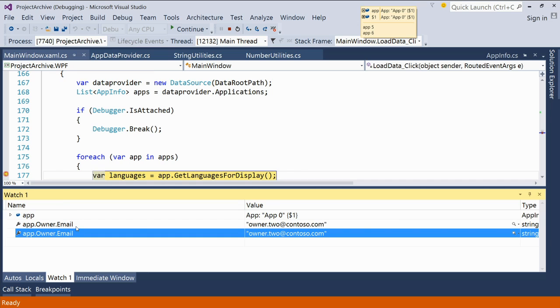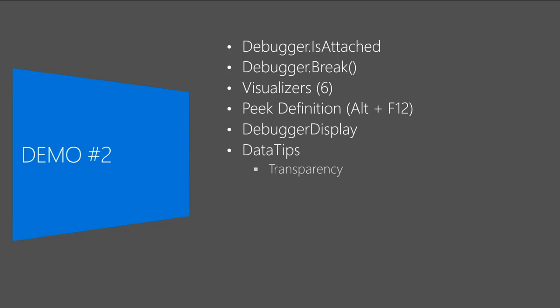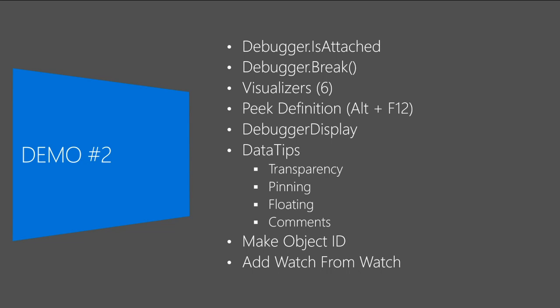Any questions? Okay, yep. The question was, make object ID only available? No, make object ID is available from any debugger watch window, so a data tip or the watch windows.